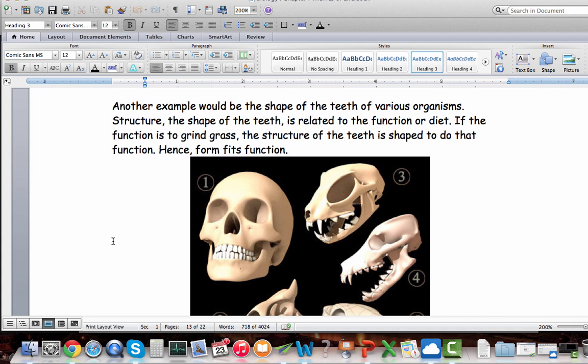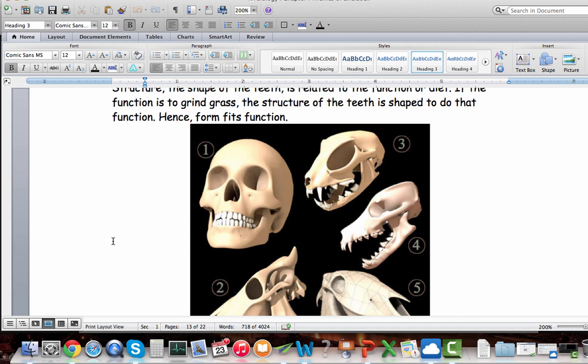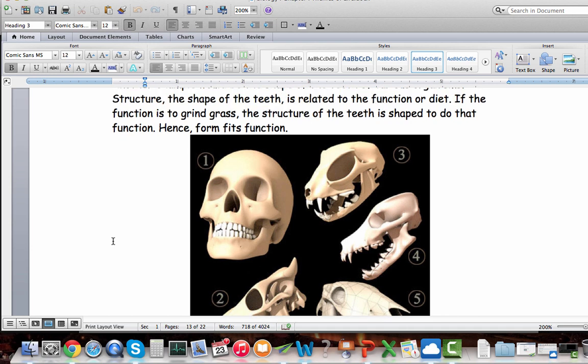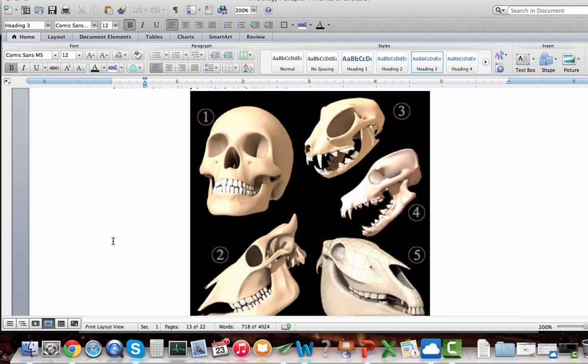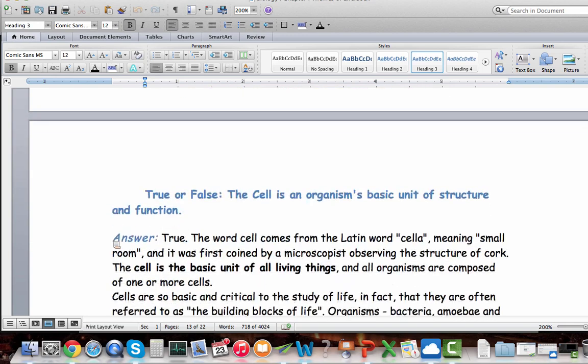Another example would be the shape of the teeth of various organisms. The shape of the teeth, that is structure, is related to the function or diet. If the function is to grind grass, such as for herbivores, the structure of the teeth is shaped to do that function. Hence, form fits function.